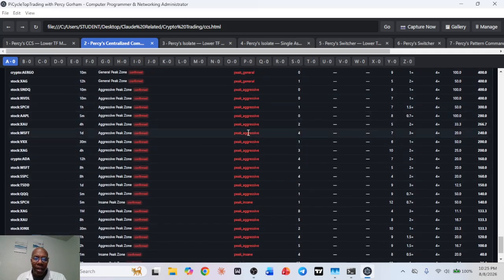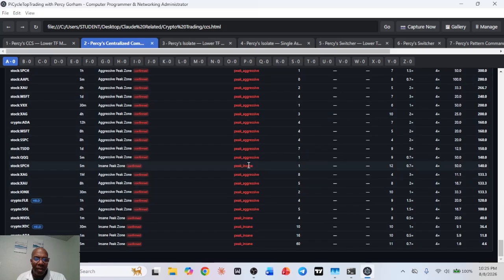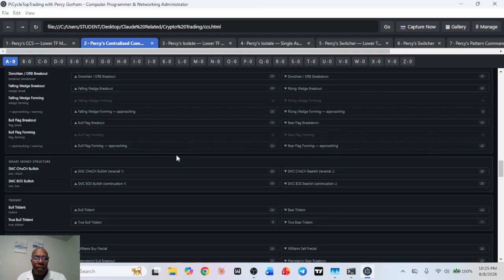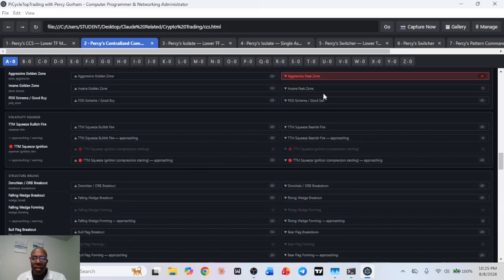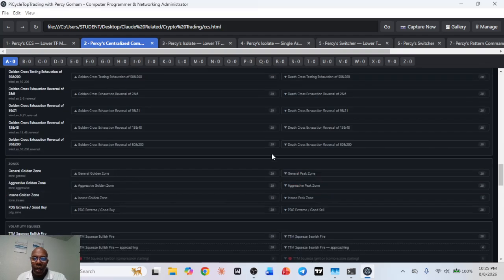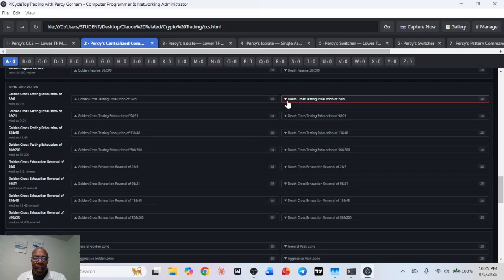Look at aggressive. You have an insane there on the 5 minute chart. Notice how the 5 minute snuck in there. I can appreciate the 5 minute and the 30 minute, even the 1 minute sneak in. Now, same thing, same concept. We can screen things going up or going down and so forth.